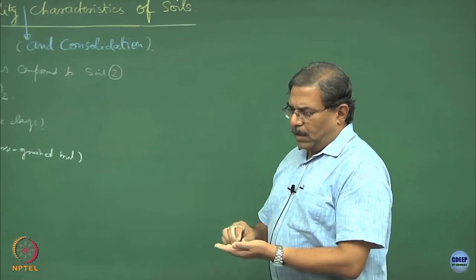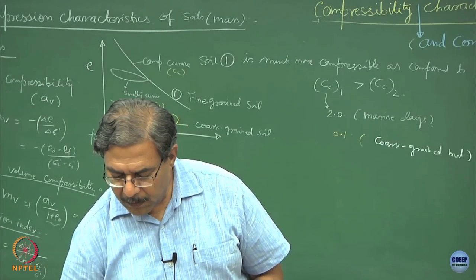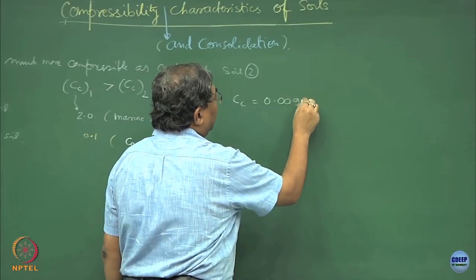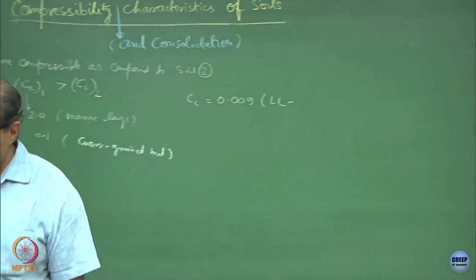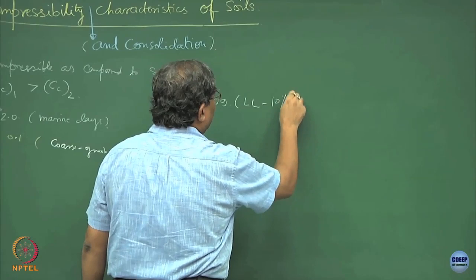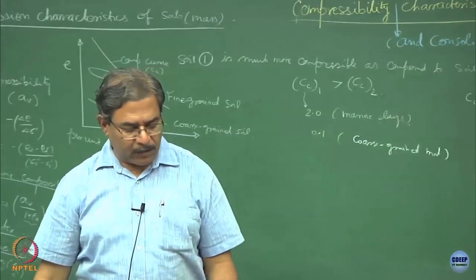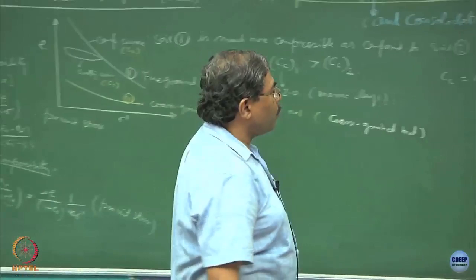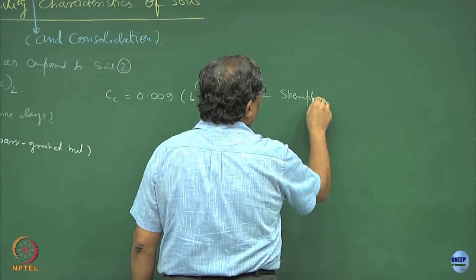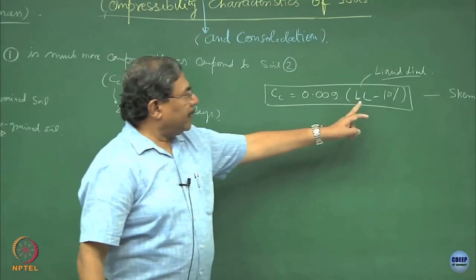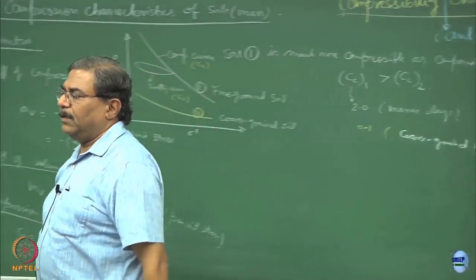There is an empirical relationship which can be utilized for most of the practical work. C_c is equal to 0.009 (liquid limit minus 10%), where this is the liquid limit, and this is the value of C_c. It's an empirical relationship which was given by Skempton in 1944. This is normally used by designers. If you obtain the liquid limit of the soil mass, you can use this empirical relationship to get the C_c value for an initial design. If you are doing the finer designs, then you have to do this test and get the parameters.